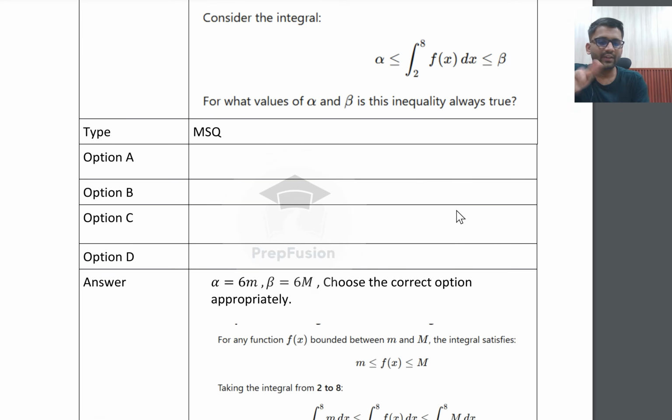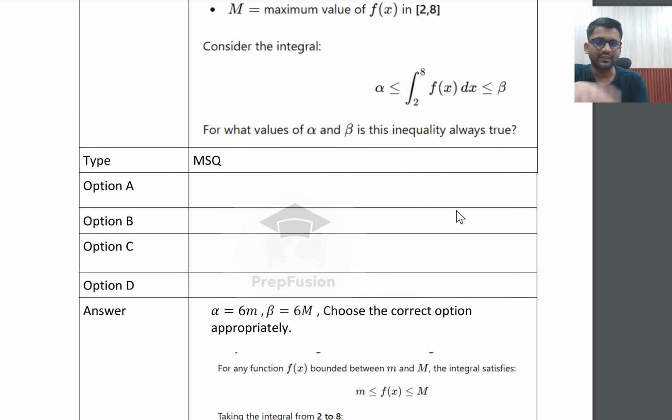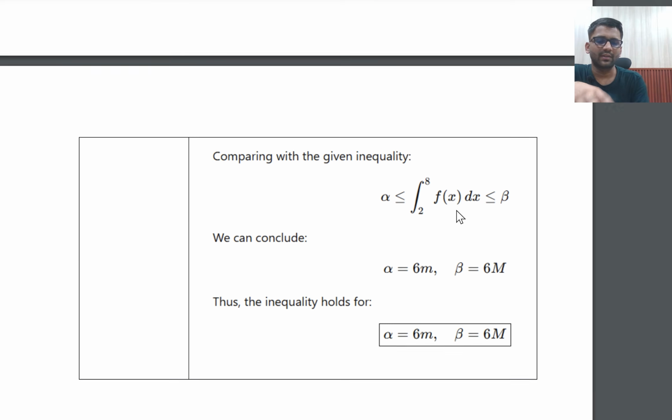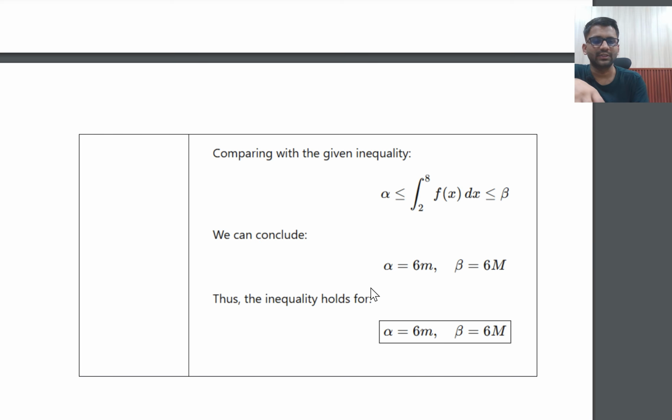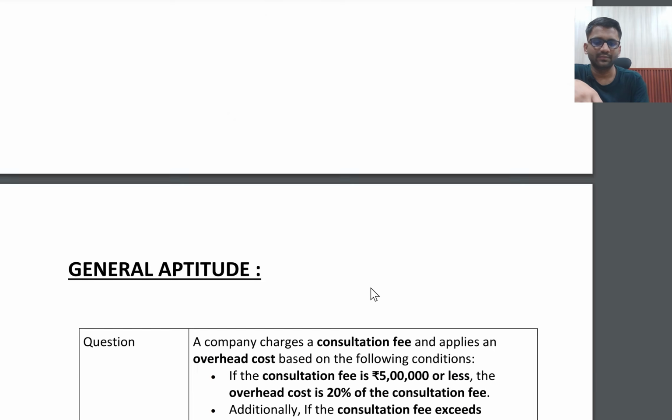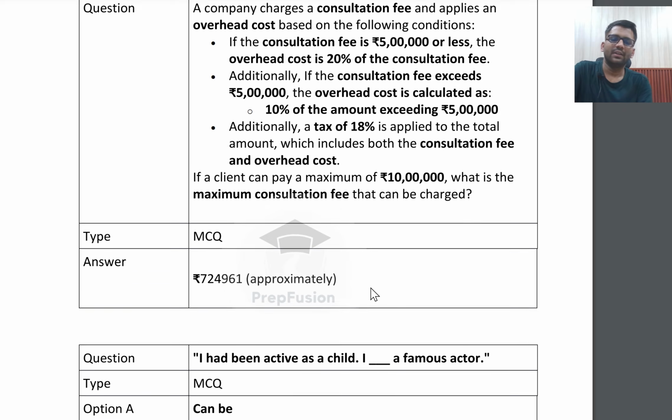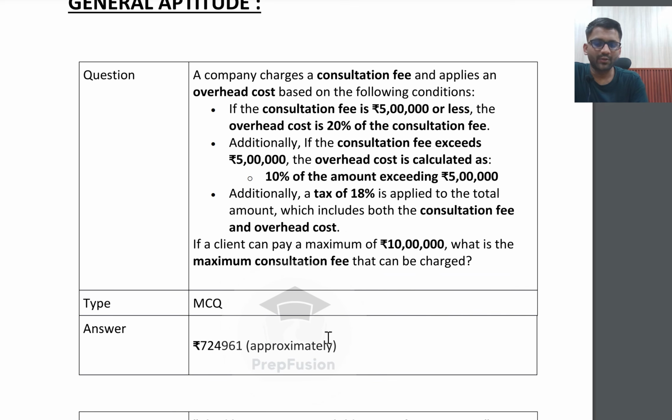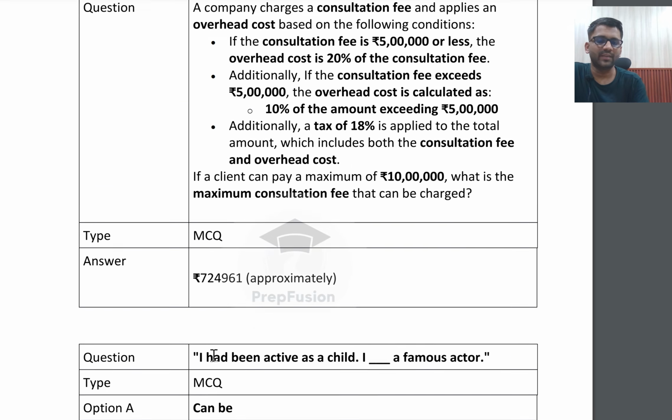And yes, this was a very, very good question. Here both values will be 6m only. Minimum and maximum, both values will be 6m. For this general aptitude problem, the answer was roughly around 72,000 something. So that would have been the answer for this general aptitude problem.